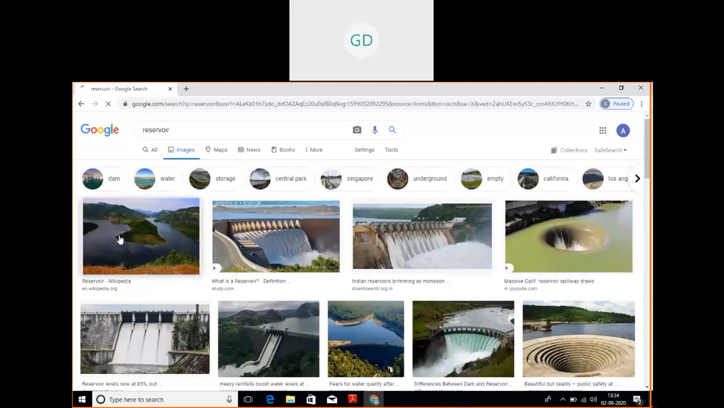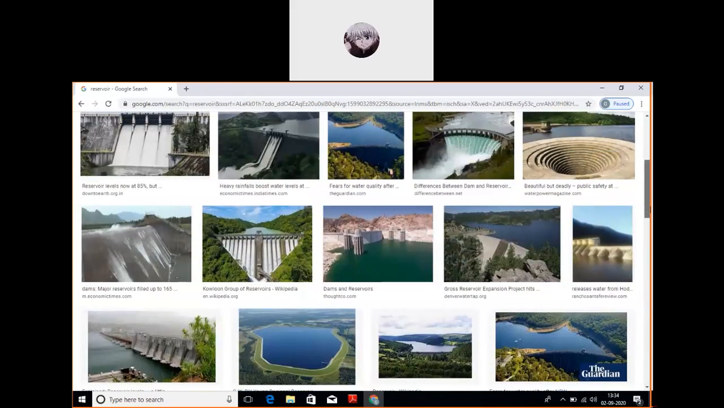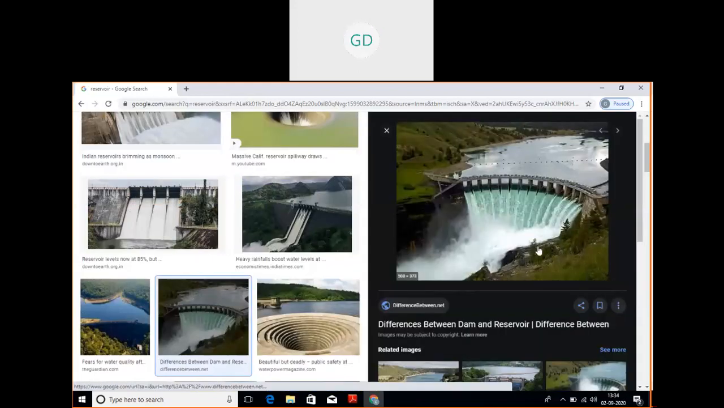So let us see what it looks like. I think everyone has seen. I will show you. Wait. Which one will be a good picture to show you? This one. Let's see this one.